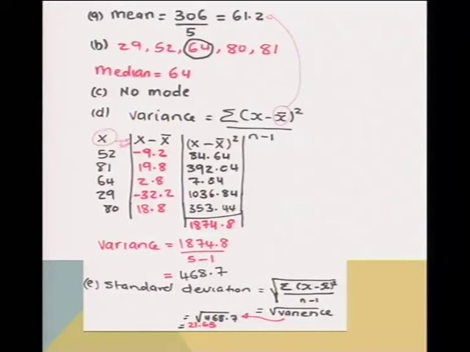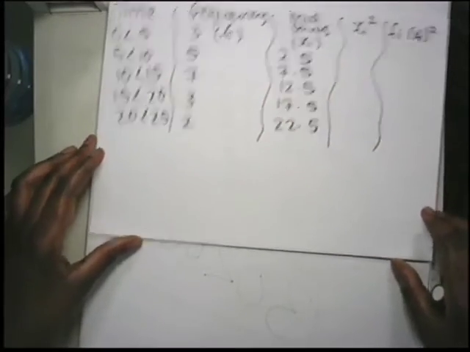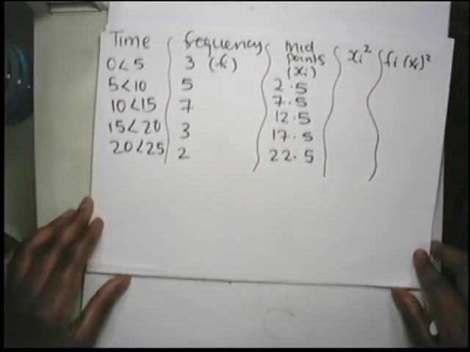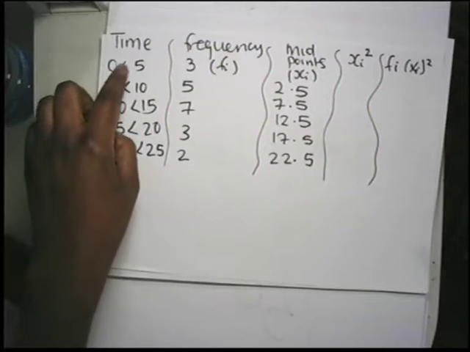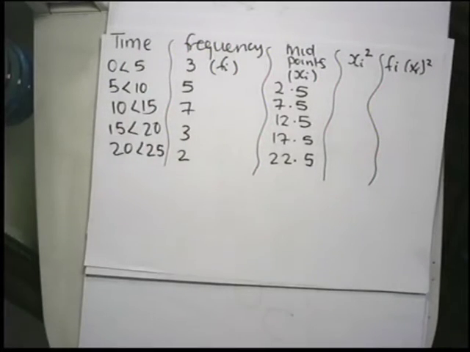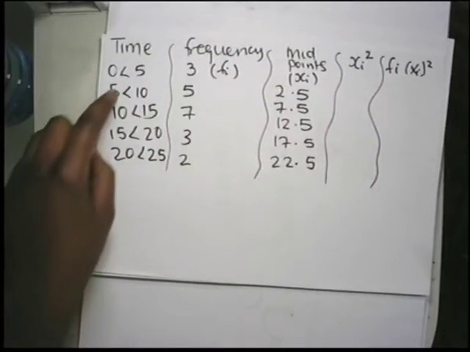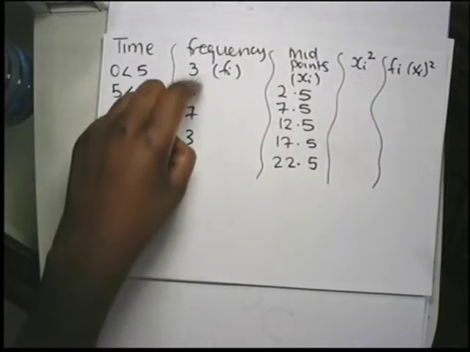There's something that I want to show you before I move on: how to calculate the variance and standard deviation of a grouped data set. Now, you know what a grouped data set is? This is when you are given the data set in a group format. You are told that all the values between 0 and less than 5 were brought together and counted. There are 3. Between 5 and less than 10 they are counted and there are 5.